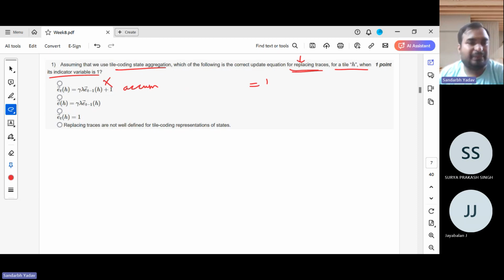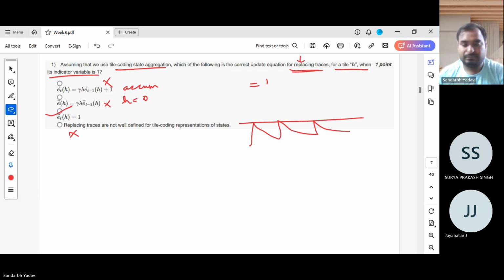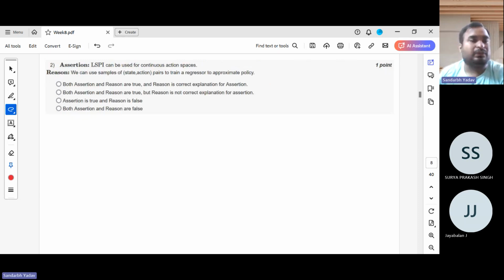This one is decaying, but that happens when the indicator equals 0, basically when we don't visit, so we decay by gamma lambda. This is also incorrect. And this is the correct one: in replacing traces we make it 1 so that it doesn't go beyond 1. There is a maximum limit; eligibility can go up to 1 and after that it will decay. When we visit, it again goes to 1, then decays. The fourth option says replacing traces are not well defined, which is also wrong, since using indicator functions we can define that.